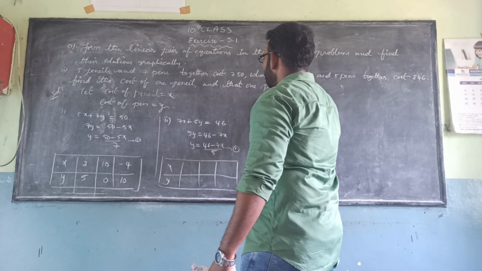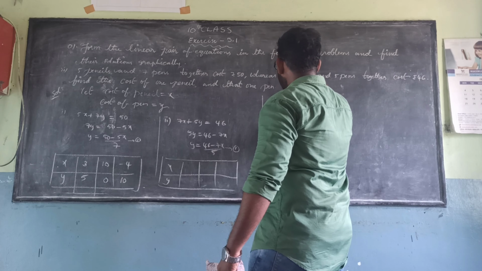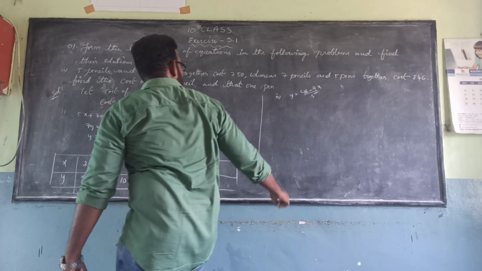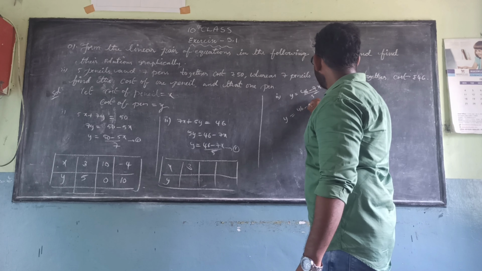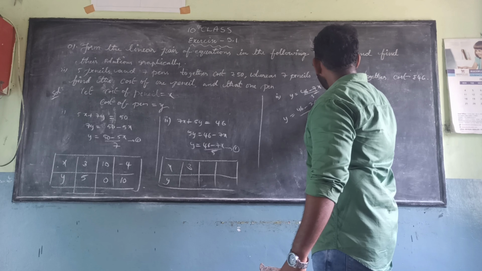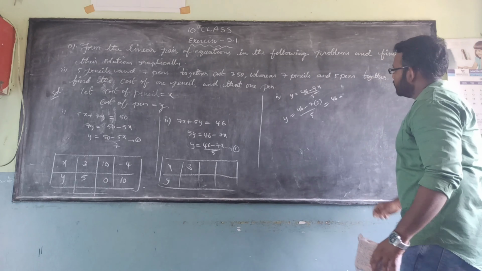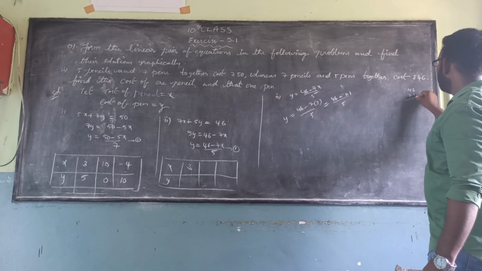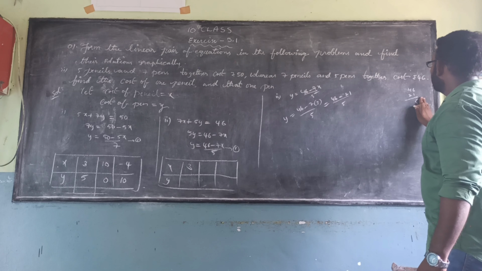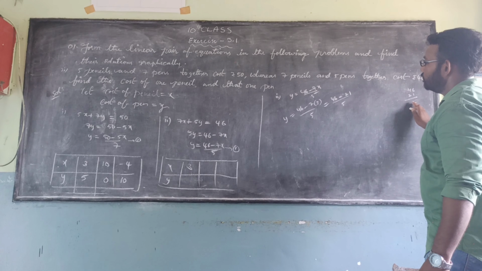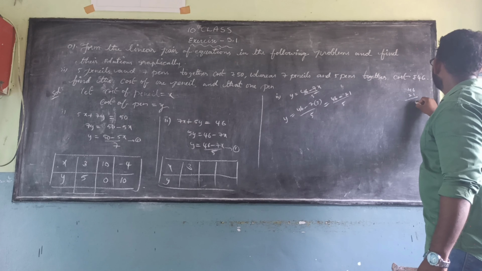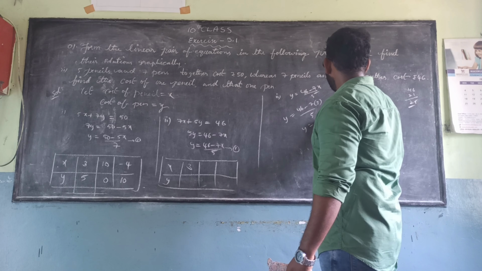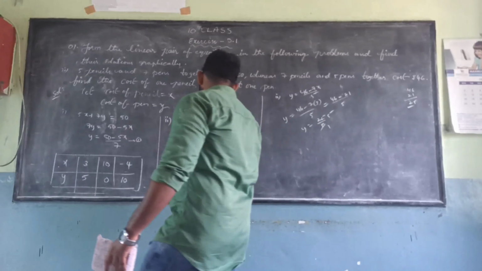Next, y is equal to (46 minus 7x) by 5. If I take x equal to 3, then y is equal to (46 minus 7 into 3) by 5. So 46 minus 7 3s are 21 by 5. So 46 minus 21, how much? 46 minus 21, we get 25. So y is equal to 25 by 5, 5 5s are 25. So we get y as 5.